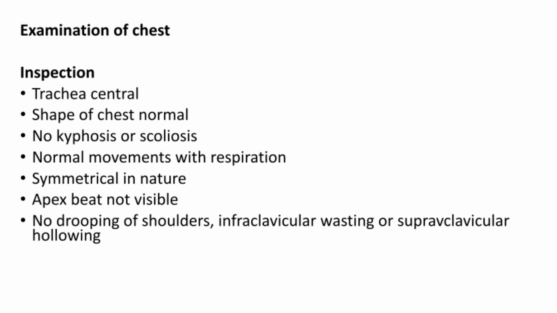Examination of the chest. Inspection showed trachea that was central, shape of the chest that was normal with no kyphosis or scoliosis, normal movements with respiration which were symmetrical in nature. The apex beat was not visible. There was no drooping of shoulders, infraclavicular wasting or supraclavicular hollowing.